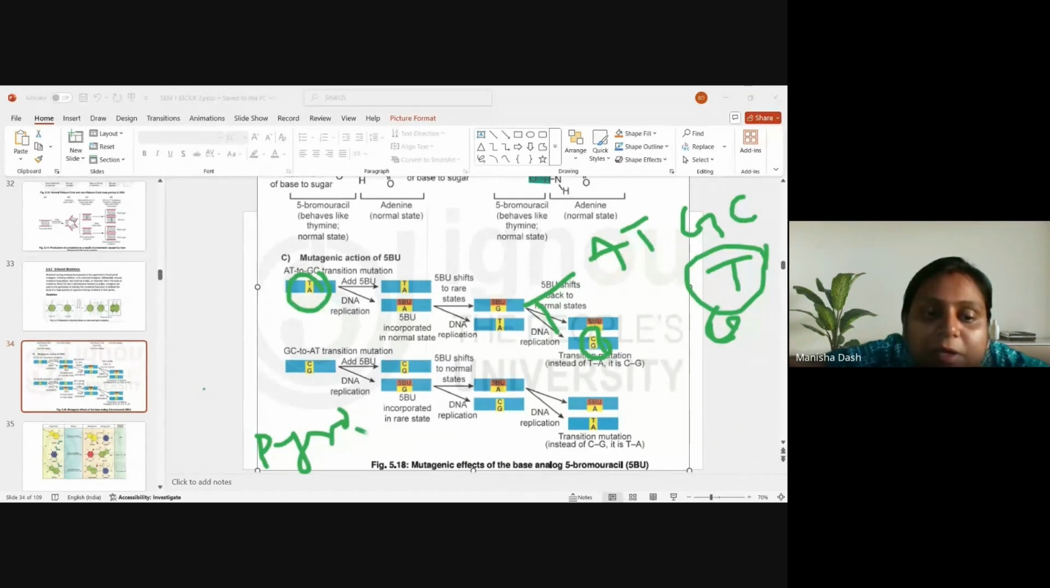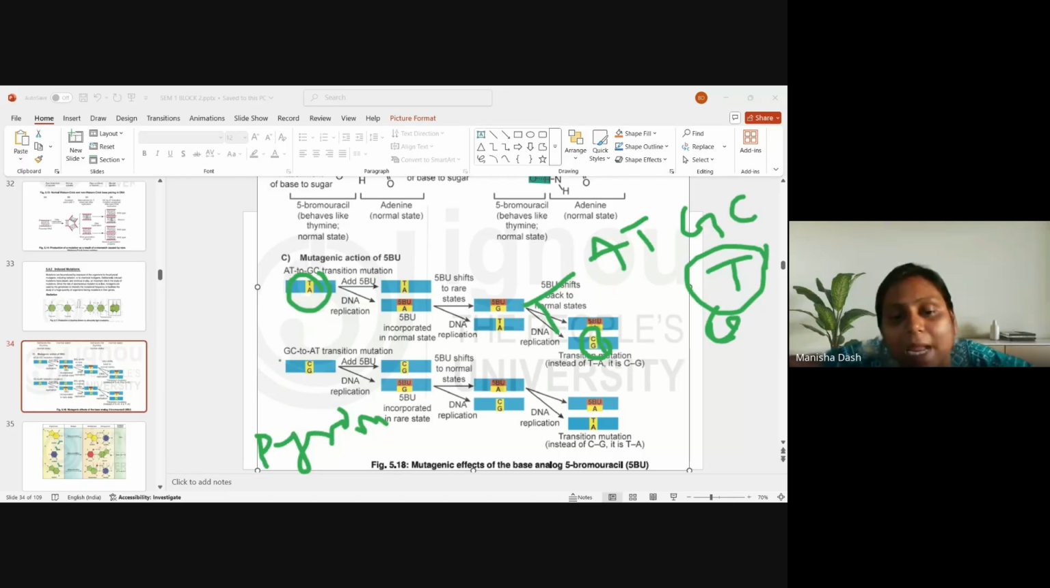If it is available in the environment, it's not exactly that you can only add it experimentally; if by chance you get exposed to this kind of chemical present in the environment, then also this problem will occur. So here the 5-bromouracil will pair with a guanine. If it changes the form, then instead of acting as a cytosine, it may act as a thymine. So if it is acting as a thymine, it will pair with an adenine.